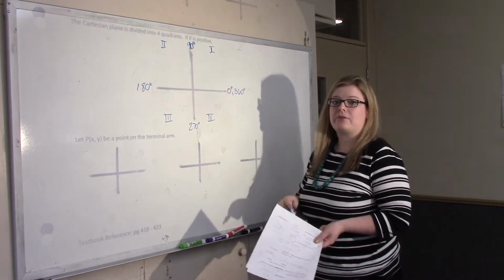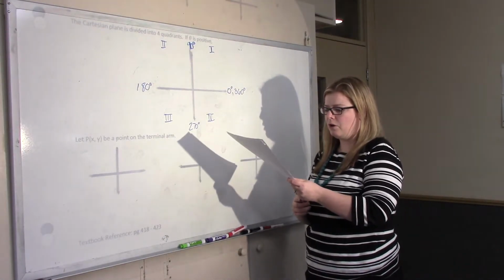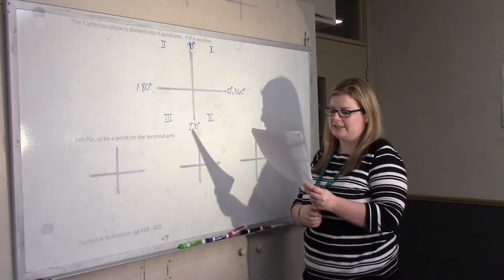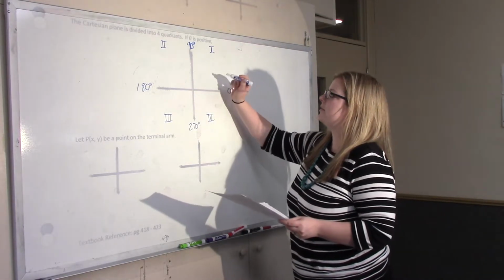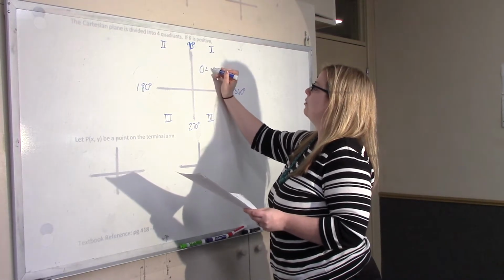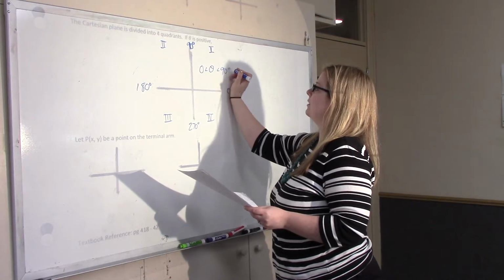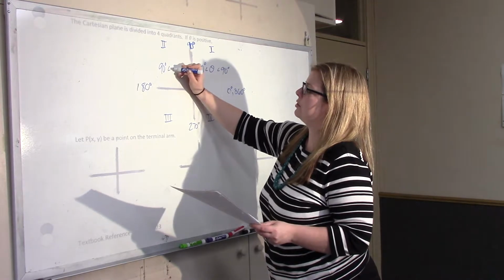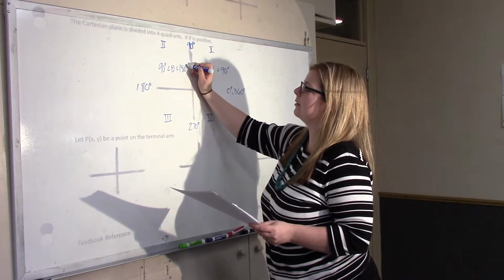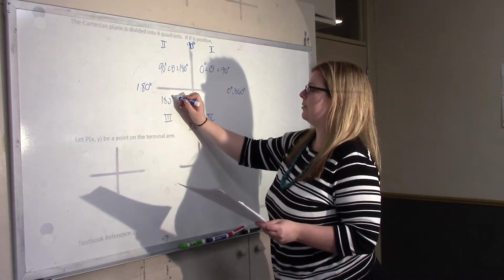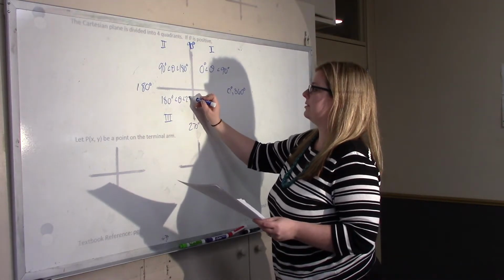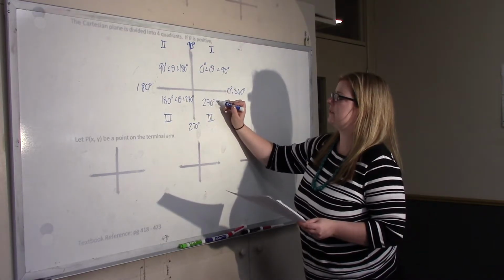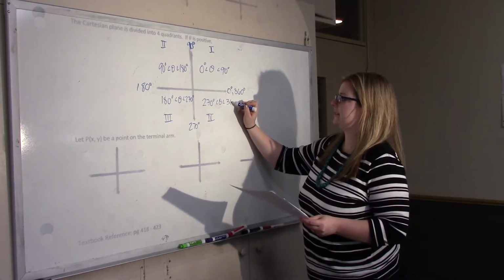And you could just keep going around and around for all time. But if you're just looking at the first 360 degrees, then in this quadrant, all the theta will be between 0 and 90 degrees. In this quadrant, the theta will be between 90 and 180. In this quadrant, between 180 and 270. And finally, in the fourth quadrant, between 270 degrees and 360 degrees.